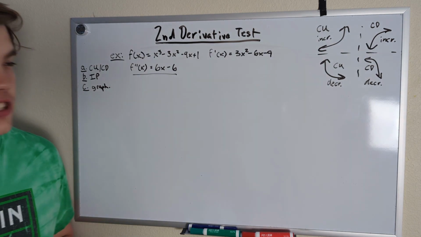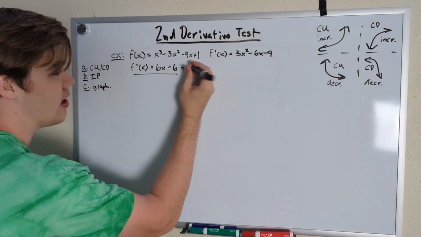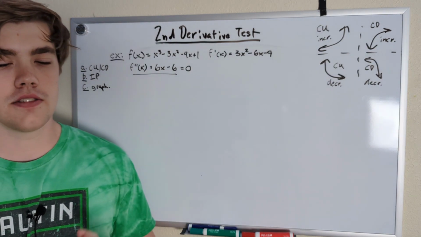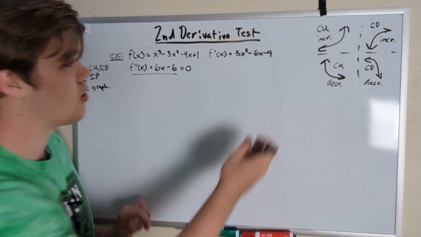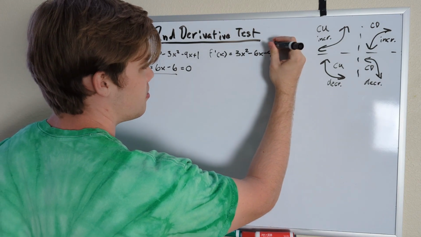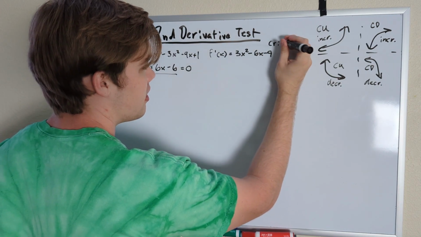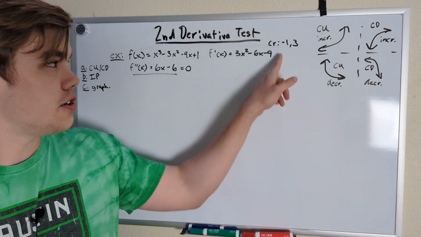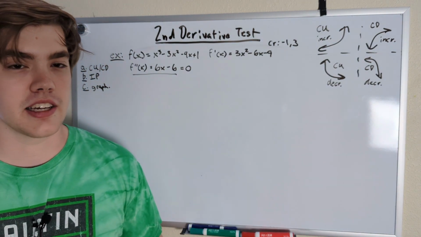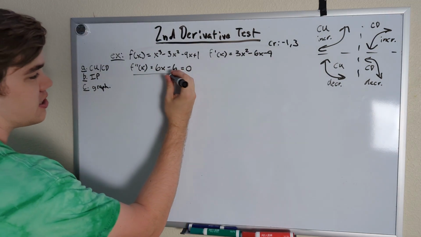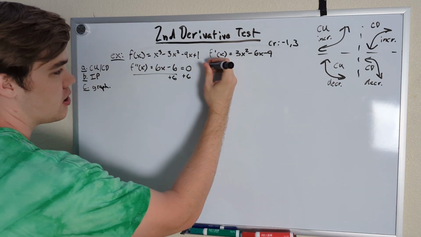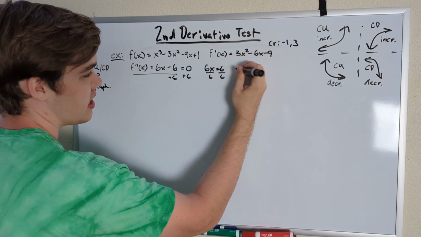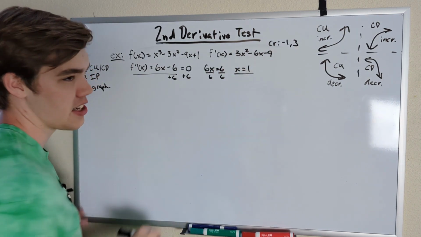And in order to find the inflection points, we need to make this equal to 0. Just like in the first derivative test, we need to set the first derivative to 0 to find the critical points. By the way, the critical points of this function, which are right up here, labeled as CR, are equal to -1 and 3. We'll use these later, and in my last video I showed you how to find these in more detail. So like I said, go watch that if you haven't already. So first, let's add 6 to both sides, like so. So 6x is now equal to 6. Divide by 6 on both sides, and we get that x equals 1. This is our inflection point right here.